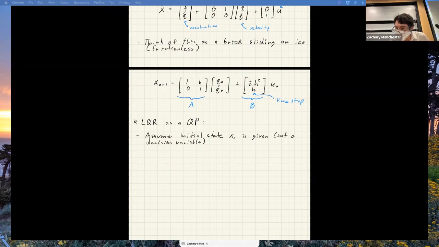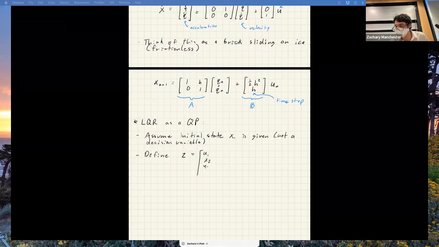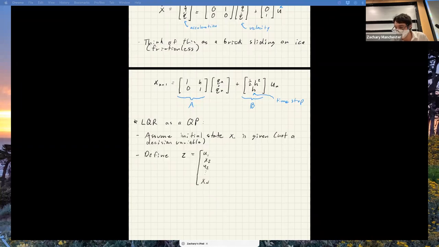Okay, so that's that. Now we're going to define the following vector where we stack all of the controls and states for all time. We're going to stack everything up into one giant vector and call it Z. So this has u1, x2, u2, dot, dot, dot, all the way to xn. We take everything for every time step and stack u, x, u, x, all the way to xn.